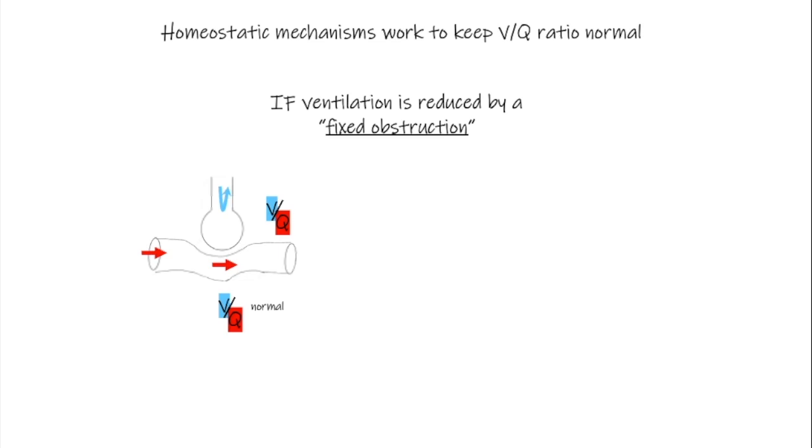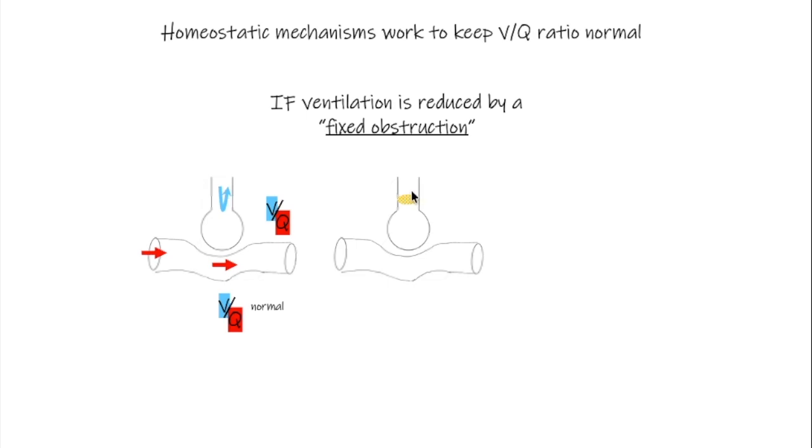Now, as we work through these, we're going to use terms describing how we are changing ventilation and perfusion, but realize this is occurring in very localized areas within the lung in order to achieve a normal VQ ratio across the entire lung. So let's first look at what happens if ventilation is reduced by some type of a fixed obstruction. Imagine that a child breathes in and aspirates a peanut, and that peanut then becomes lodged within a small bronchiole. We will depict that by having this blockage here within the airway.